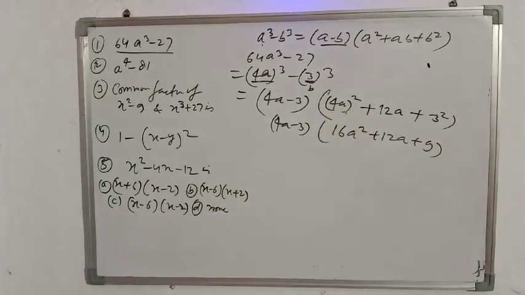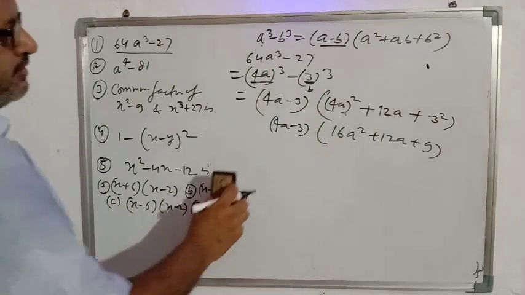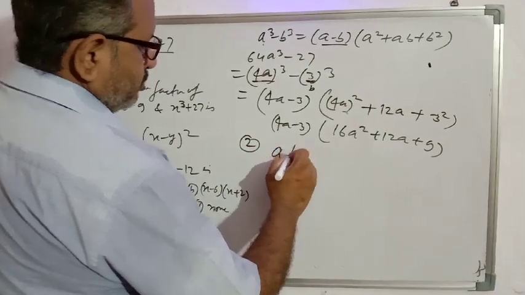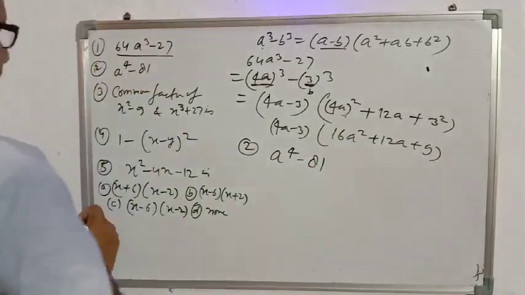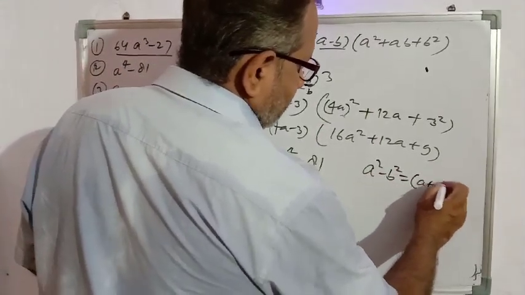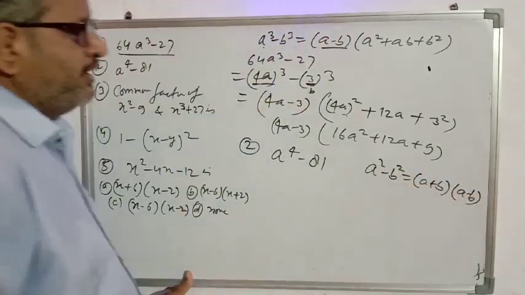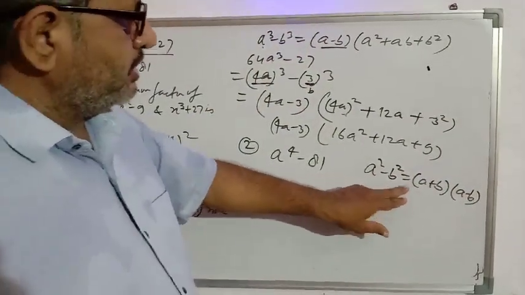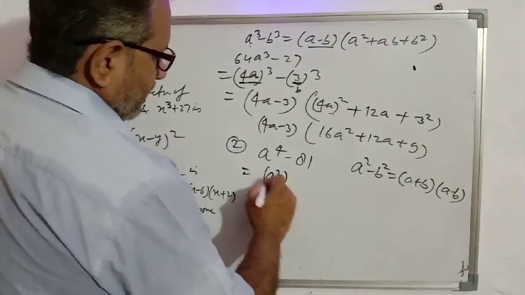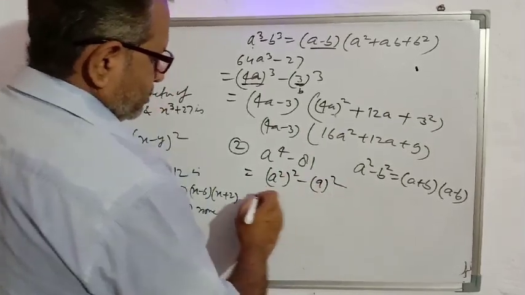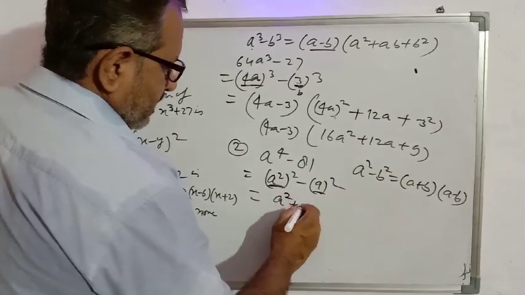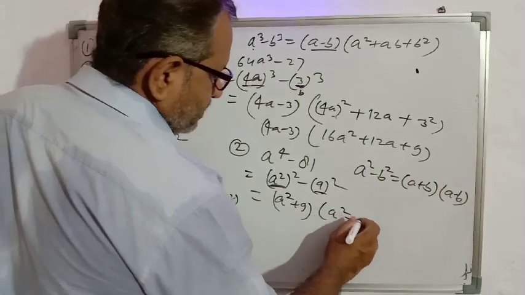See the next one, question number 2. A to the power 4 minus 81. Here we will use the identity a square minus b square, in one bracket a plus b, in other bracket a minus b. Factorization of a square minus b square is a plus b into a minus b. So we can write a to the power 4 as a square whole square minus 9 square. So this one is a, this is b. In one bracket a plus b, so a square plus 9. In other bracket a square minus 9.